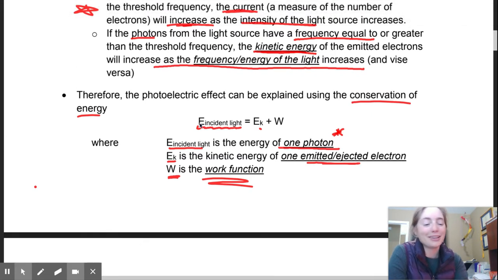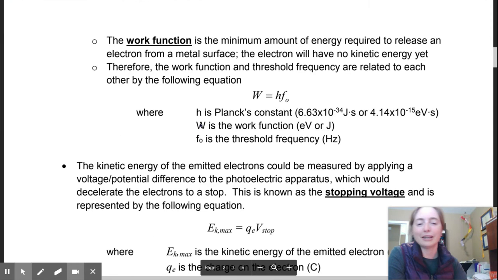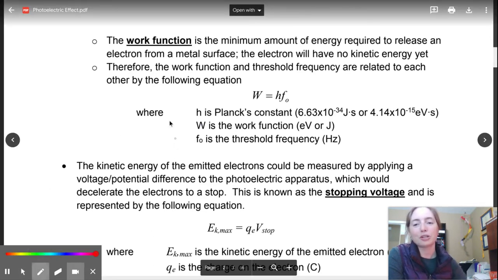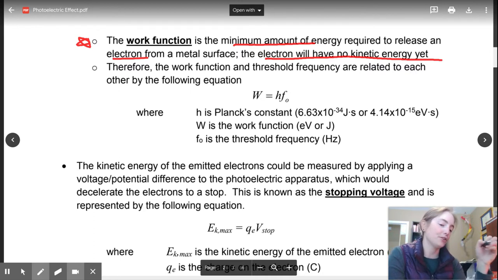All right. So essentially, it's the same as any other conservation of energy equation. Same idea. So here are the notes, ladies and gentlemen, where we talked about work function. We'll put a little star beside that: the minimum energy to release that electron from that metal surface. We are going to be making the assumption that the electron has no kinetic energy once it is inside that atom.